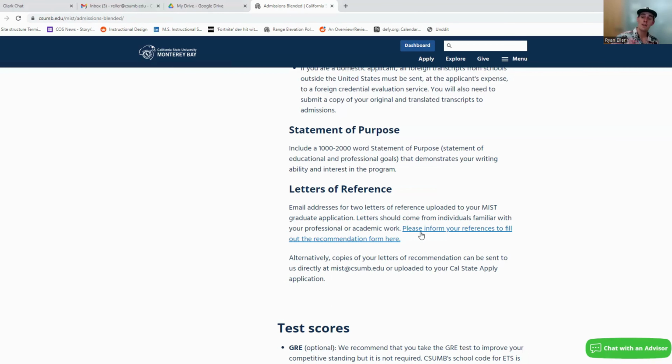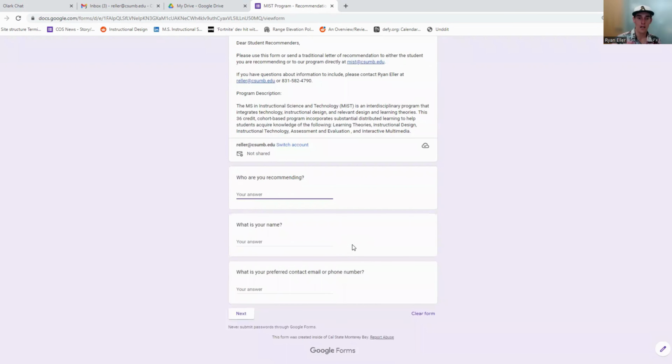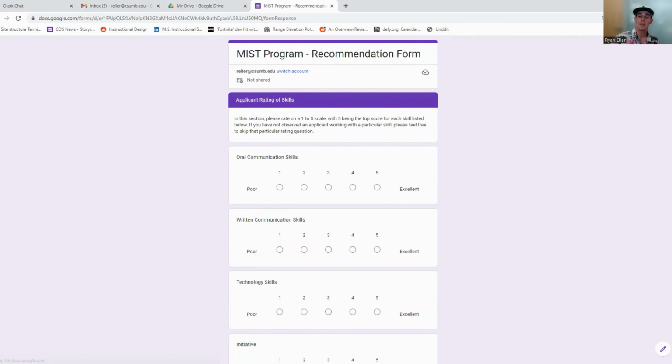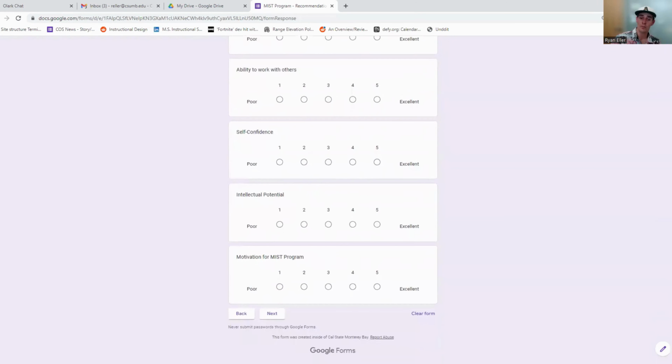Or they can include their recommendation in this recommendation form. And you'll see that as they fill this out, I'll just start it to give you an idea of who or what they would see on this. You can see that they're basically going to provide information about who they're recommending and who the recommender is. Naturally, I'm just trying to skip over this. But then they would go through these Likert scale questions and rate you on a 1 to 5 scale on a variety of skill sets that we find important for this program.